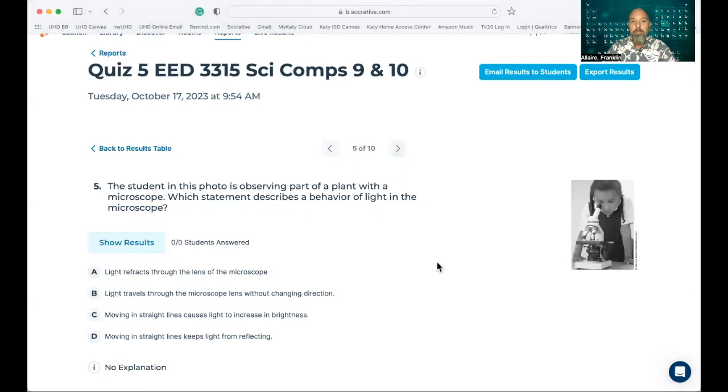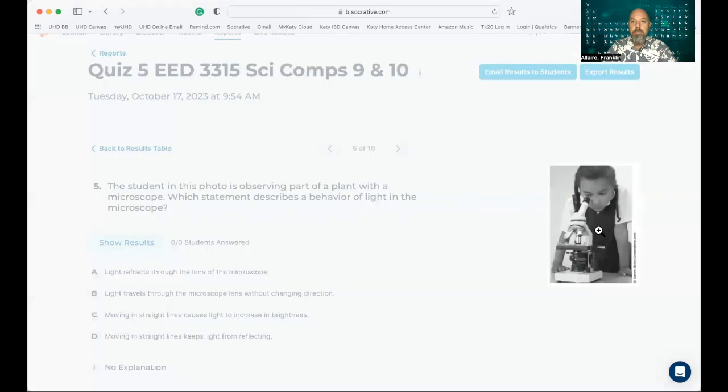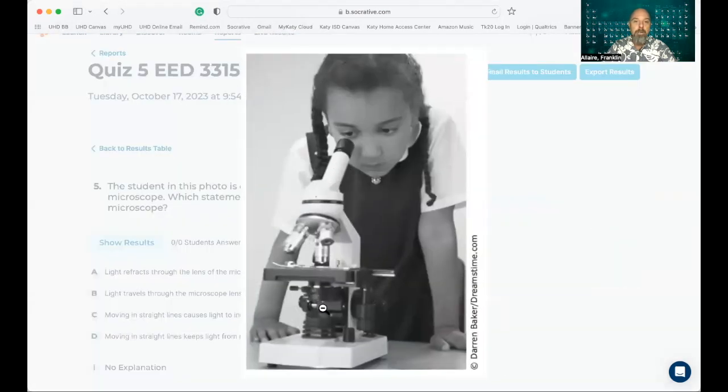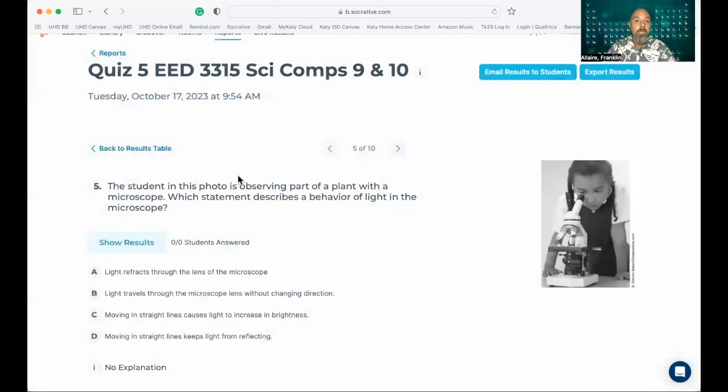Number 5, we're halfway through. We have a photo of a student observing a plant through a microscope. So here is a microscope. We have a light source on the bottom. It's shining light up through the slide or the specimen. We have our various lenses for zooming in and out of our microscope. And the light goes up to the eyepiece where this student is able to look at it.